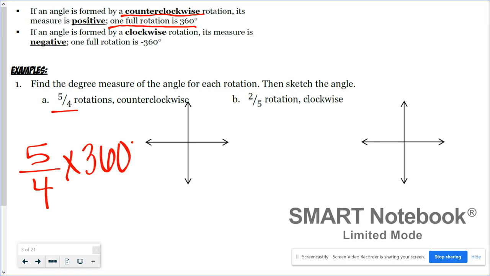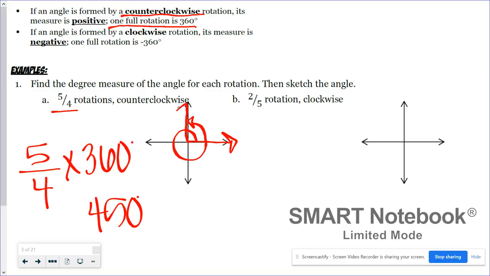I can do this on a calculator. I get 450 degrees. Since it's positive, no matter what, I'm always starting on the positive x-axis. 450 degrees, so I'm going to go counterclockwise. If I go once, that's 360. But I need to go 450, so I need to go 1/4 of a rotation more, like so.